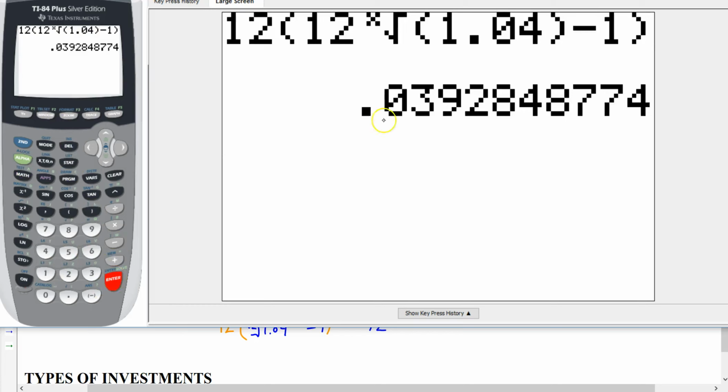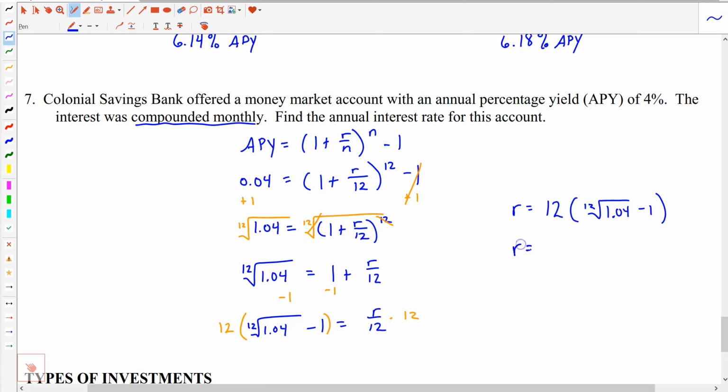Right, so this is getting me 0.03928. And then moving the decimal point over 2 spots, that would get me 3.9, and since that's 5 or bigger, I'm going to round that up. So this would be a 3.93% APR. So this is the APR that would need to be on the account, compounded for 12 months, in order to generate an APY of 4%.